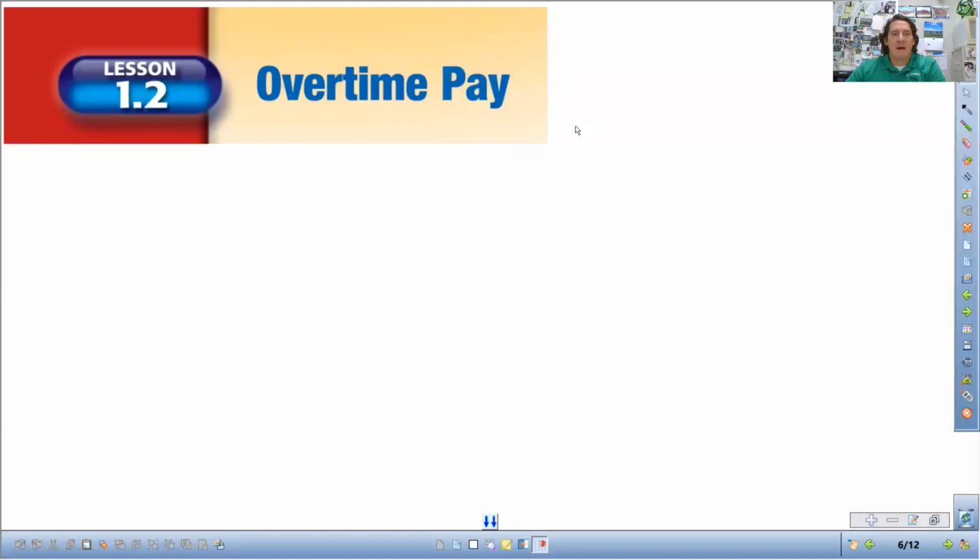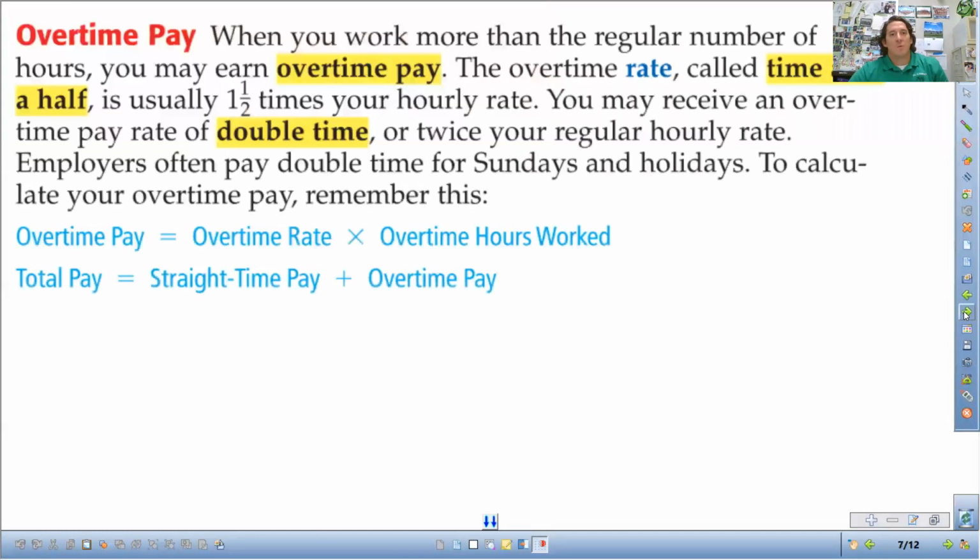All right, financial math classes. Lesson today is about overtime pay. So let's talk about what overtime pay is. When you work more than the regular number of hours, you may earn overtime pay.